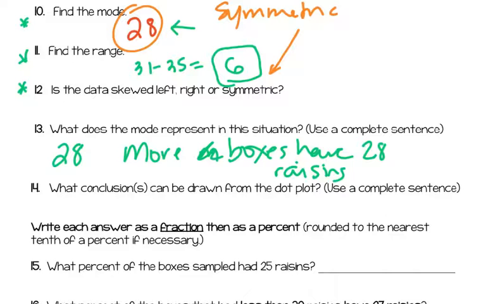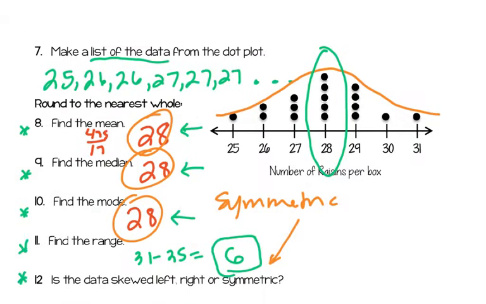What conclusion or conclusions can be drawn from the dot plot? So answers can vary here. So if you look at this, you're not going to say something like there was only one box with 30 raisins, because that's already been stated in the dot plot. So don't say something like that. But you can say something like most boxes have between this many raisins, or come up with some other explanation for something that you could draw a conclusion about in your dot plot.